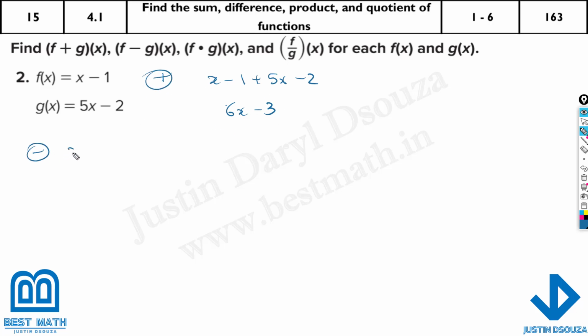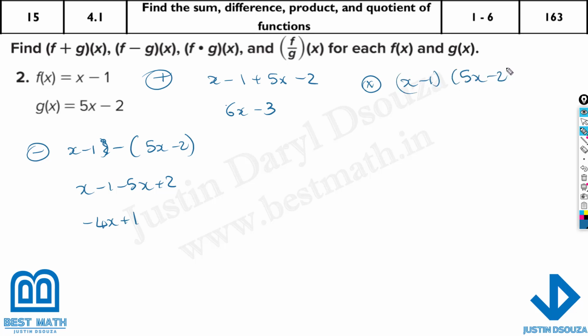What about subtraction? X minus 1, minus, this is the bracket here, 5x minus 2. So it'll be x minus 1 minus 5x plus 2. So here we go, it'll be minus 4x plus 1. Multiplication is given by x minus 1 times 5x minus 2, and here we have 5x squared minus 2x minus 5x, and lastly we have plus 2. So it'll be 5x squared minus 7x plus 2.